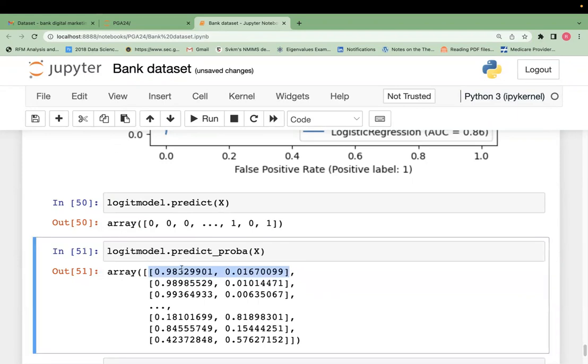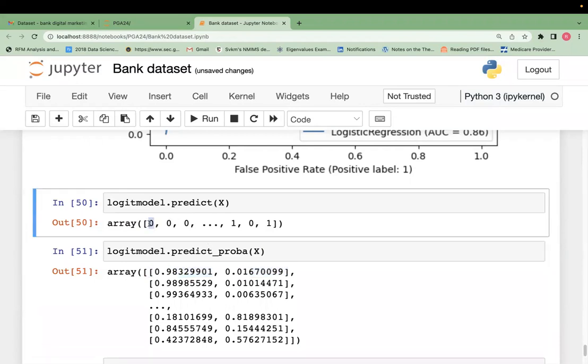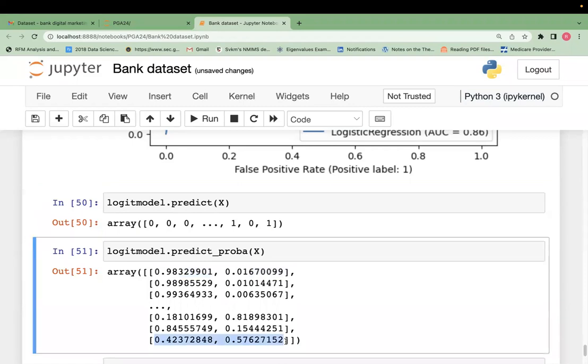This is the probability that the observation is classified as 0, and this is the probability that it is classified as 1. Now, which probability is higher? Zero's probability is higher, so that is the final predicted class. Now for the last observation, you see it is 1, right? At the bottom, which has the highest probability? Class 1 has the higher probability. 0 is 0.423, 1 is 0.576. So the final prediction is 1, because the probability is greater for class 1.